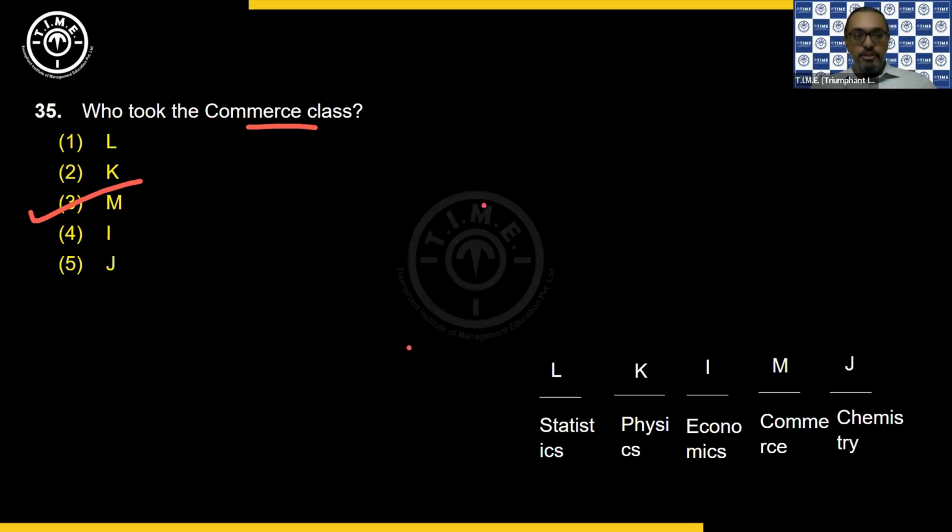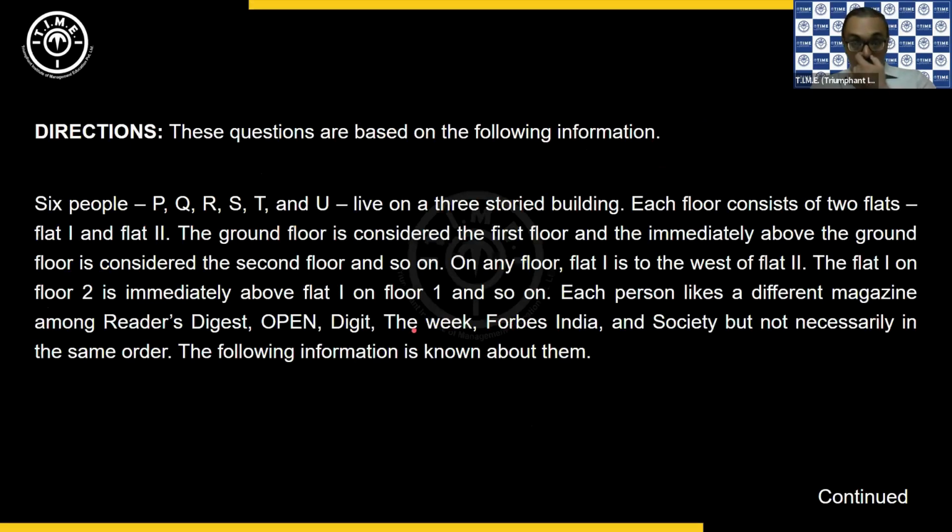Right. So these were the questions you had in this set. Okay, next. Now interesting. We have come to the floor arrangement. 6 people live on a 3-storied building. Each floor consists of 2 flats, flat 1 and flat 2. Ground floor is considered first floor. Immediately above the ground floor is considered second floor, and so on. On any floor, flat 1 is to the west of flat 2. And it says flat 1 of floor 2 is immediately above flat 1 of floor 1, and so on.